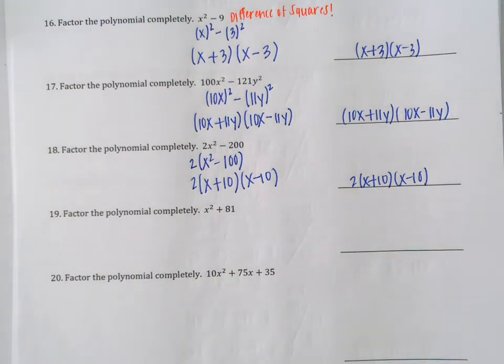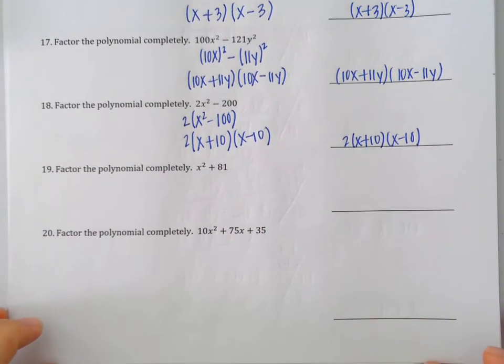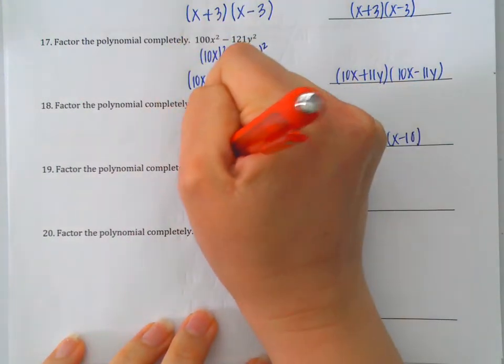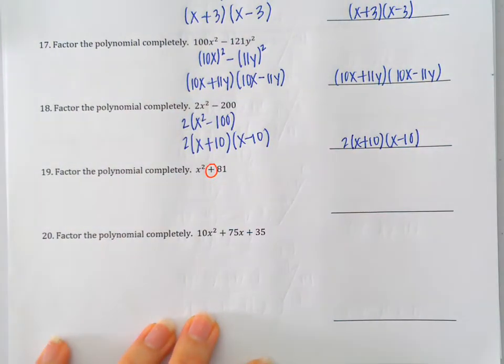So let's start on number 19. Number 19 is kind of there to trick you. Sorry, not sorry. Okay, so x squared plus 81. So there's two terms. They're both perfect squares, but what is missing from this? So hopefully you guys notice what's missing from this is that it's adding, or it's not subtracting. And so it's adding, this isn't a difference of squares.